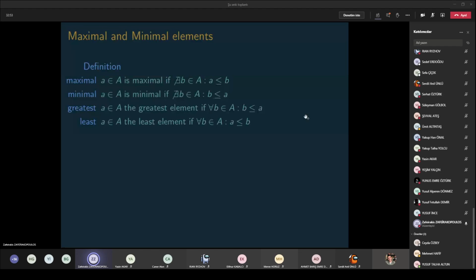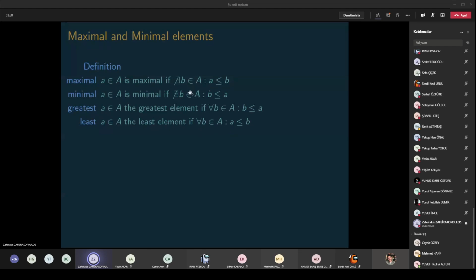Some elements in the poset are a bit special. For example, an element A is called maximal if there is no other element that is larger than that. It is called minimal if there is no other element that is smaller than that. It is the greatest if for all other elements A is bigger than this, and least if it is smaller than all other elements.